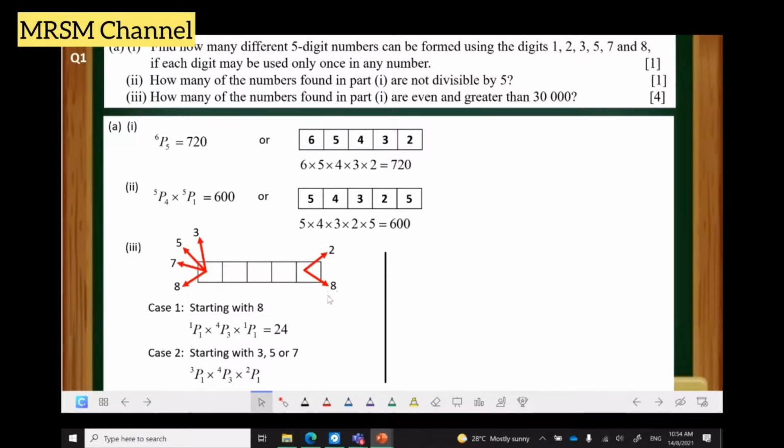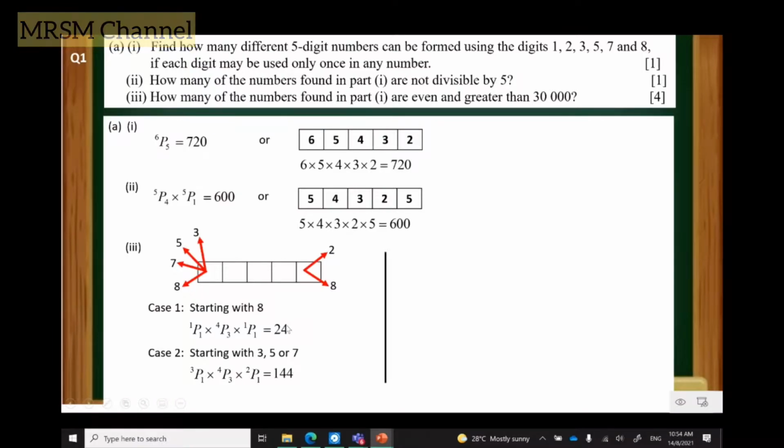Out of these 2 digits, 2 and 8, we pick 1, so 2P1, and the other 3 places can be filled by any of the 4 digits left. So 3P1 times 4P3 times 2P1. This is equal to 144. Alright, so 144 and 24 we have to add up, so we get 168.